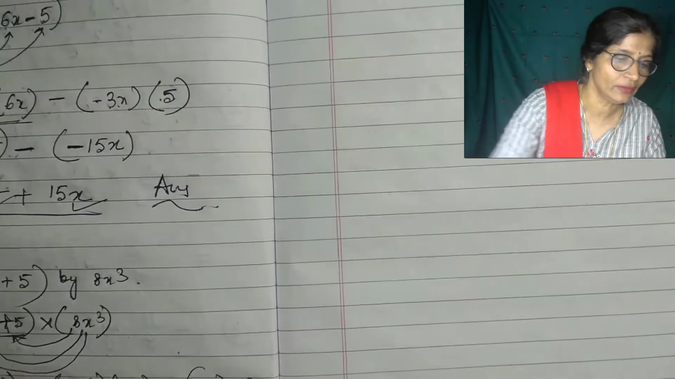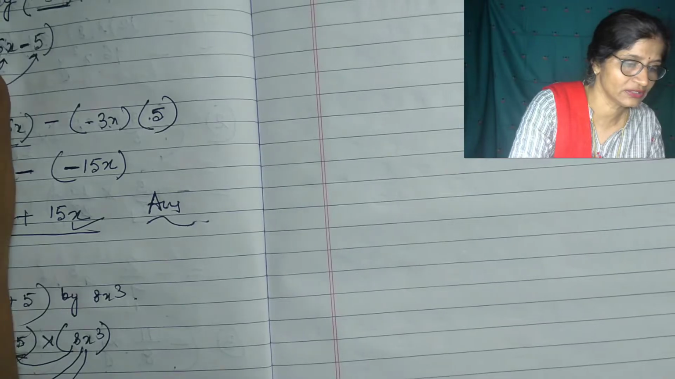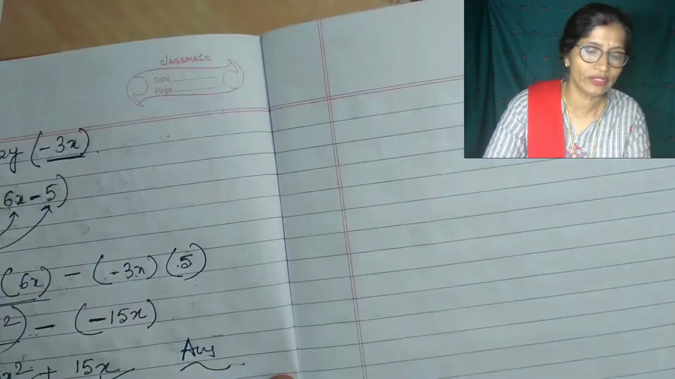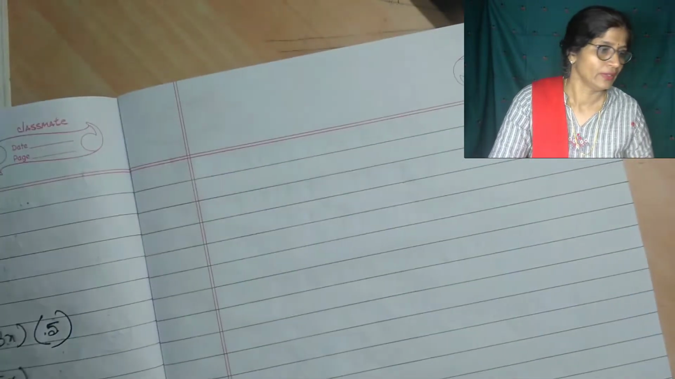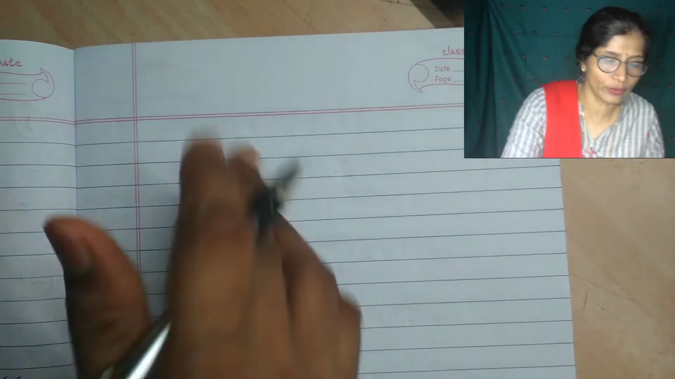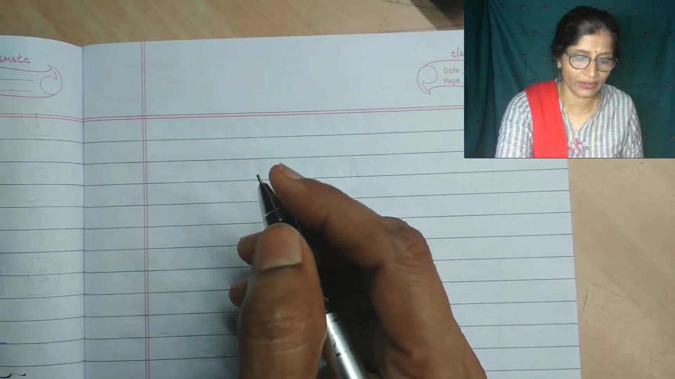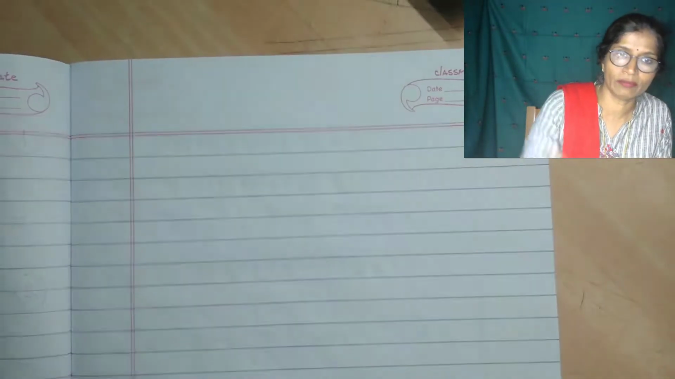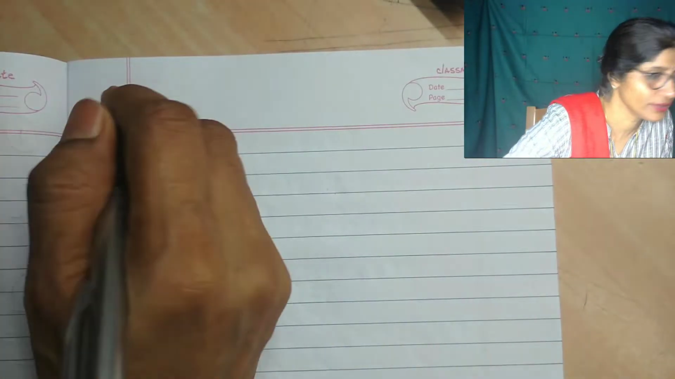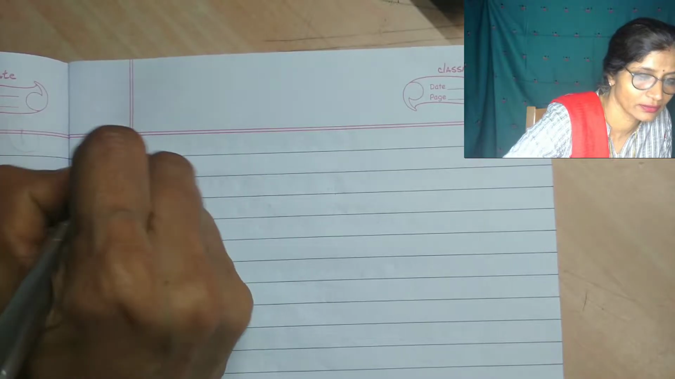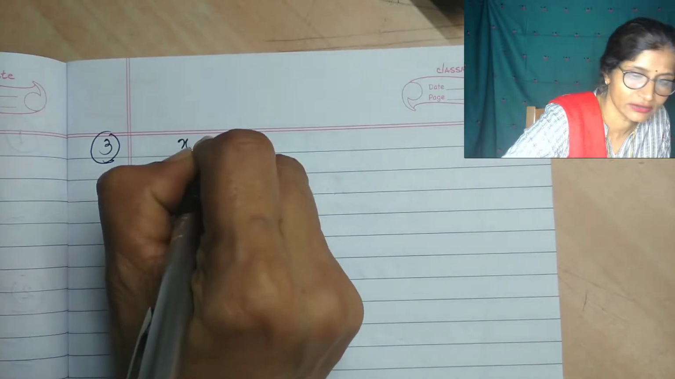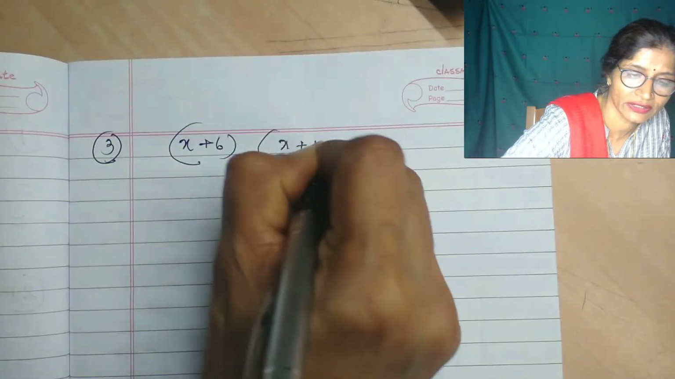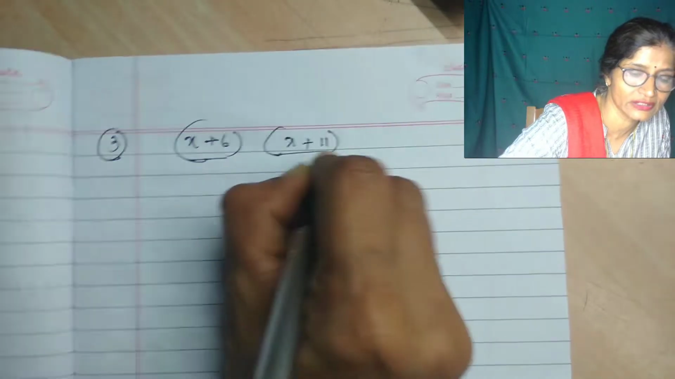So we have done two sums here, one this and second this, and both are related to what? A binomial multiplied by a monomial. Now we will do a sum where a binomial is multiplied by a binomial. This is a polynomial multiplied by a polynomial. So here the sum is x plus 6 multiply x plus 11. So this is a binomial and this is a binomial.